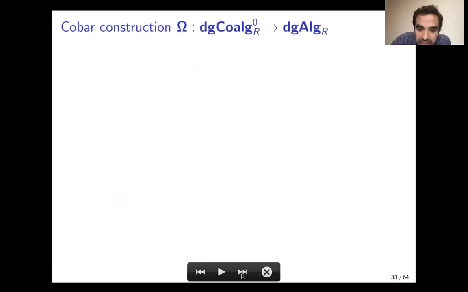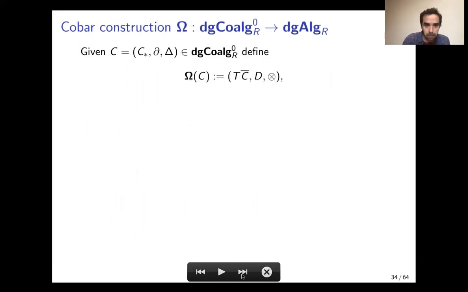Okay, so now finally, the Khobar construction. Let me define it in detail. So suppose you have a differential graded coalgebra. The zero here means that the coalgebra is connected. So it means that C0 is one-dimensional. It's isomorphic to a single copy of R. So this D is the differential and this delta is the coproduct.